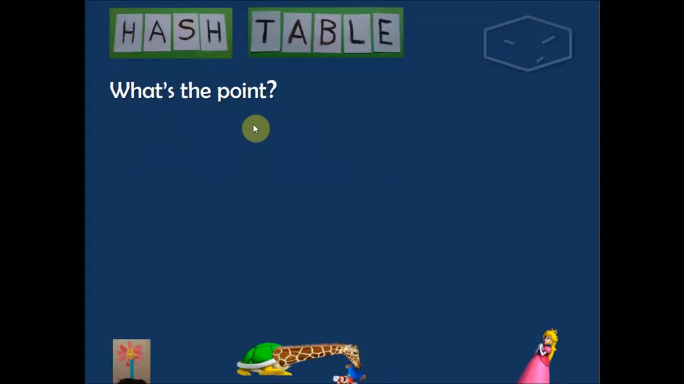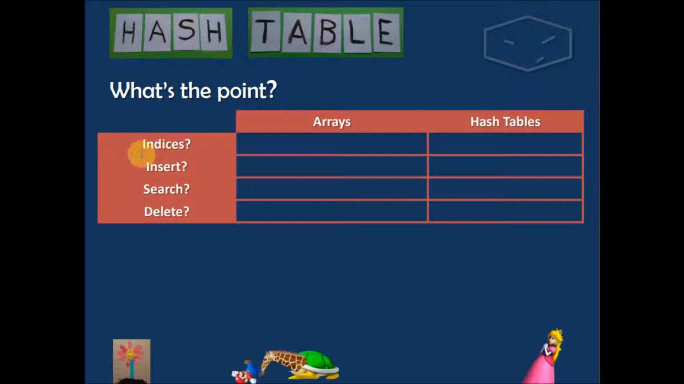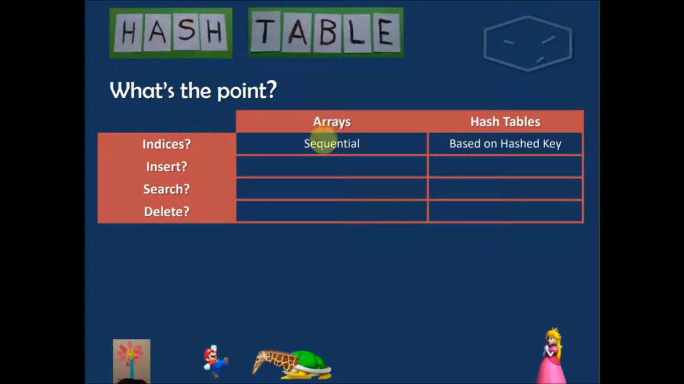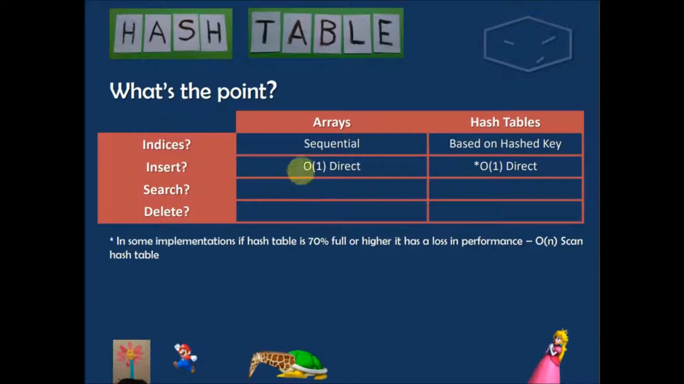So what is the point of a hash table? We already have arrays and we already know that a hash table has an array inside. So what's the point, right? Well, let's see. We have indices. In arrays they are sequential. In hash tables they are based on hash keys. In the insert operation, the cost is O(1) in arrays. In hash tables it is O(1) too.